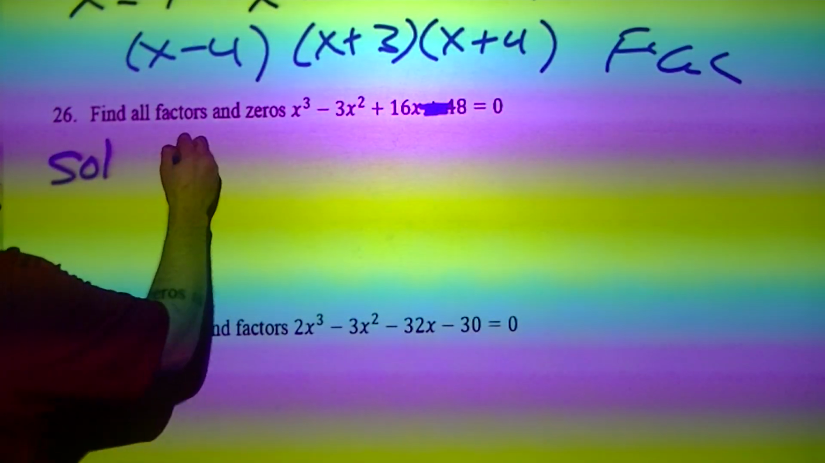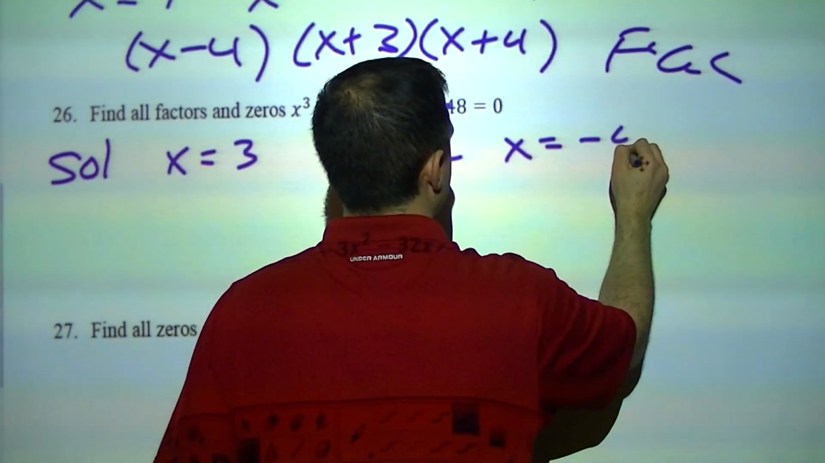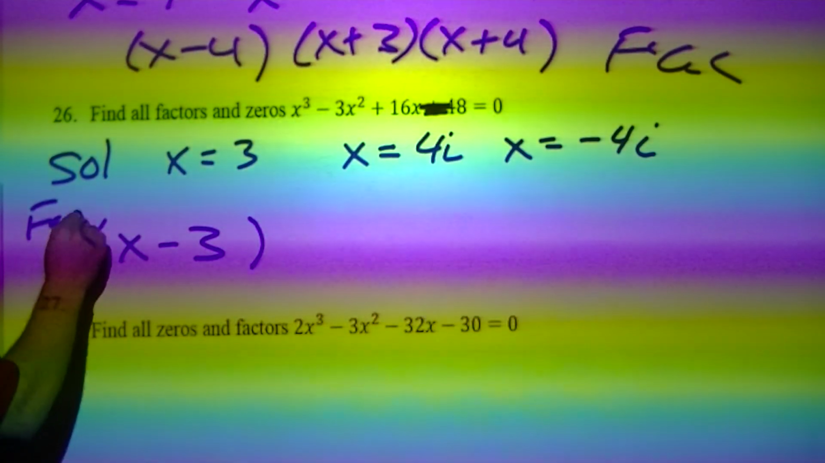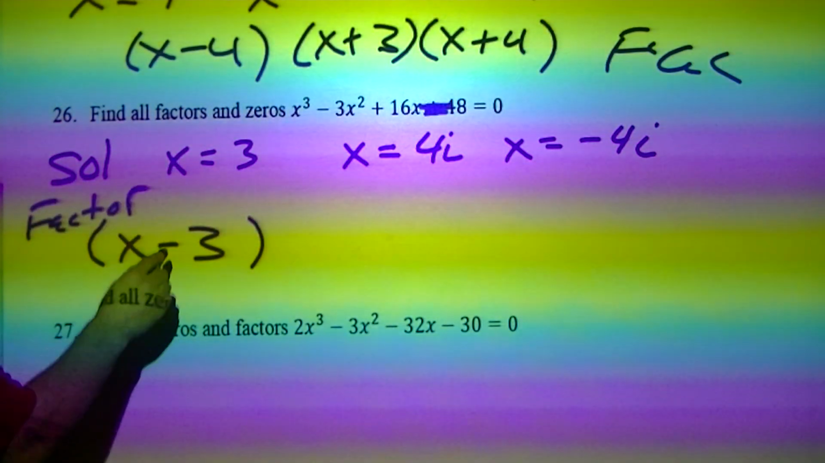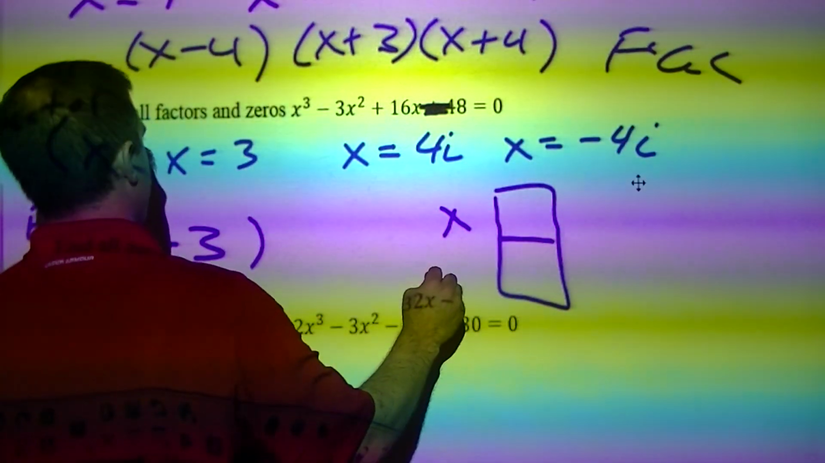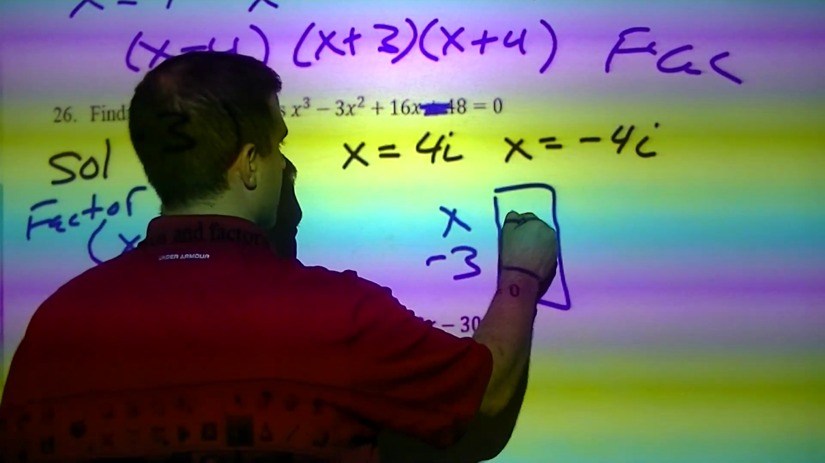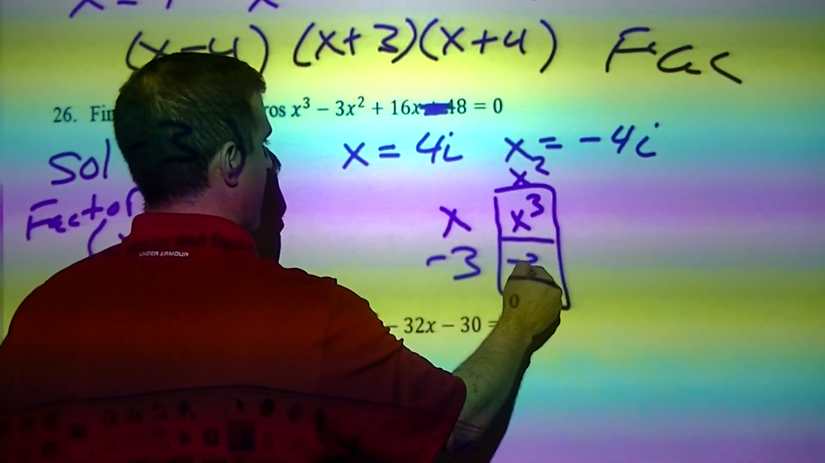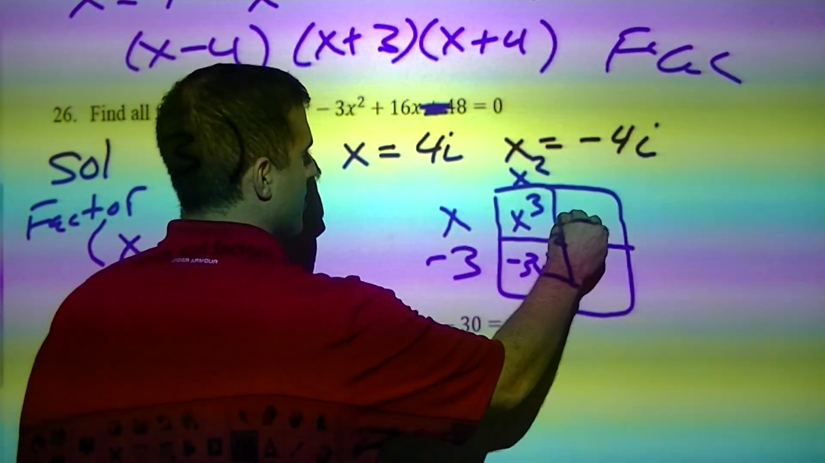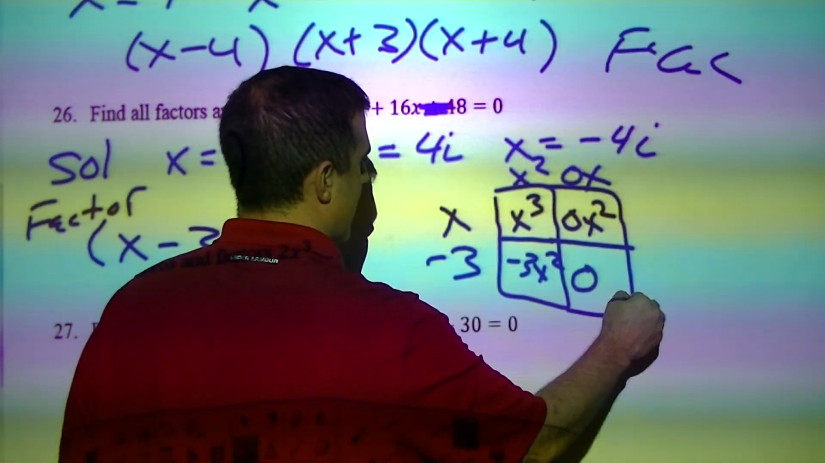My solutions are x equals 3, x equals 4i, x equals negative 4i. Now, that's going to be one of my factors. Now, I have to use division to get the other ones. So I'm going to start with x minus 3 as my factor, and I'm going to do division here. So that's going to be x squared, which leads out to negative 3x squared. Now, I'm already at negative 3x squared, so that's going to be 0x squared, which the only way that would work is if that was 0x as well.